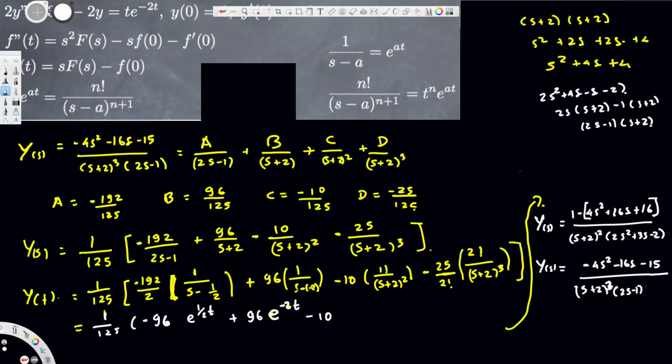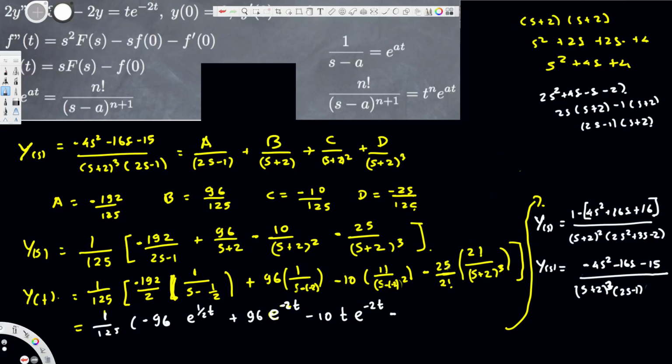Now to transform this one, we have to use the second one, which is t power n, e power at. N is the value in front of the factorial. Here we have 1, so this is going to be just t, and then e power at. A is the value in the denominator. Again, this one is the same as s minus minus 2. So now we can write this in this pattern. This is going to be t times e power negative 2t. Okay, now let's go to the next one.